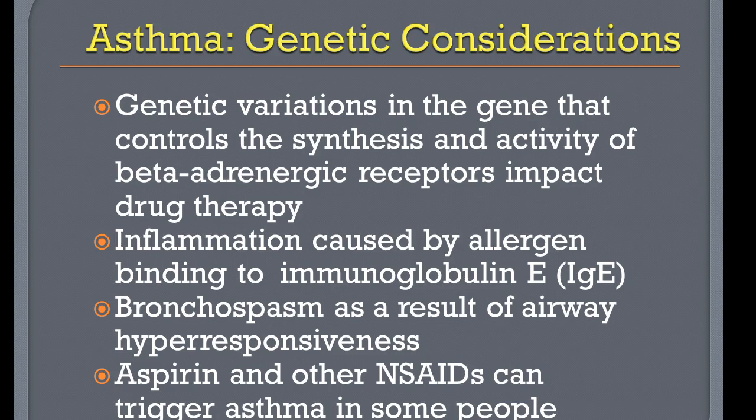So with asthma, you might also want to consider genetic origin, where there may be a genetic variation in the gene that controls the synthesis and activity of the beta-adrenergic receptors that impact drug therapy.